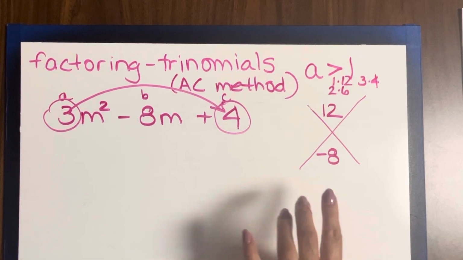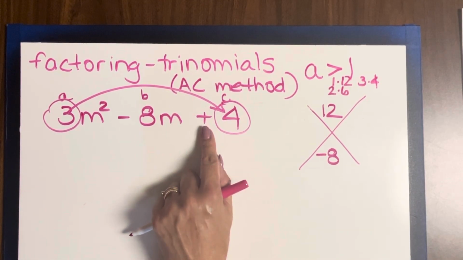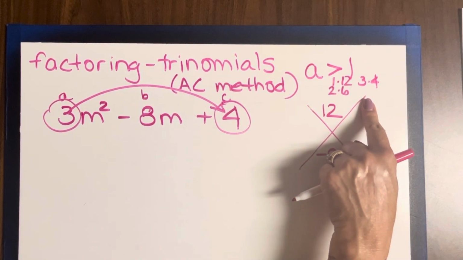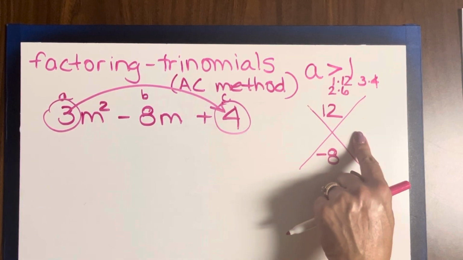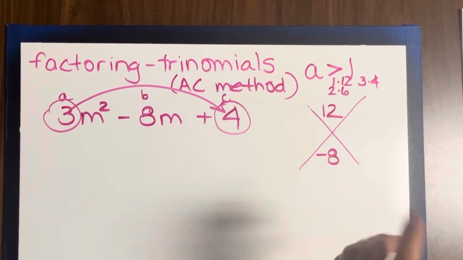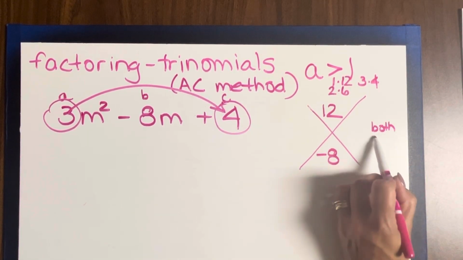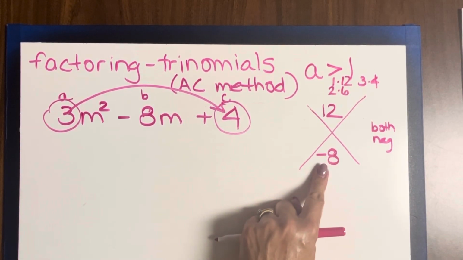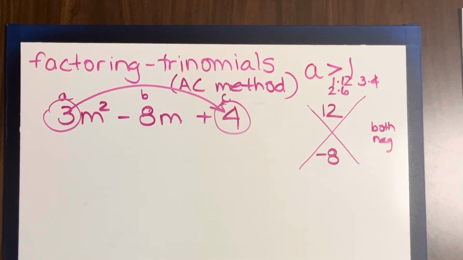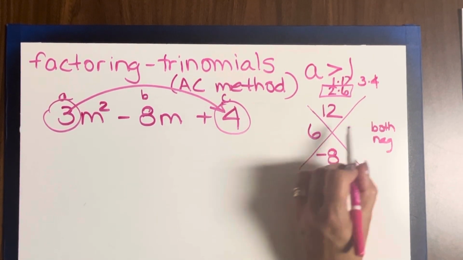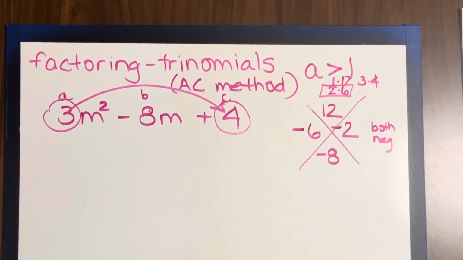Now, since this is a positive, that tells me that either both of my factors have to be positives or both of them are going to have to be negatives. Since my middle term is negative, both have to be negative, because they either both have to be plus or both minus, but I need a minus here. So the factor pairs that add up to 8 are 2 and 6. That's what I need to use. So I have 6 and 2. Both of these are going to be negative.